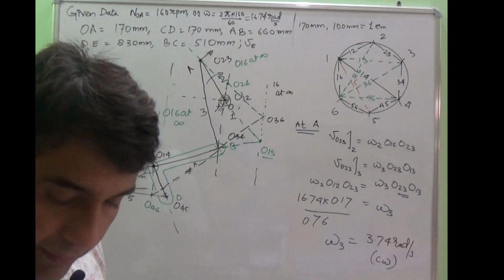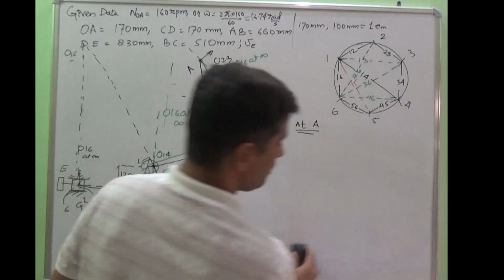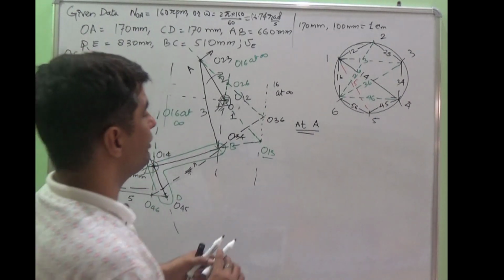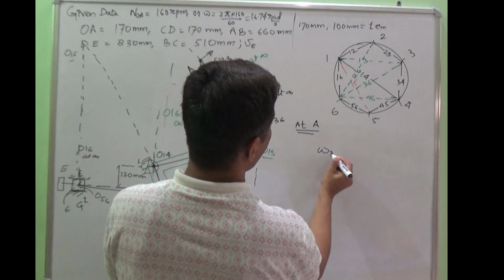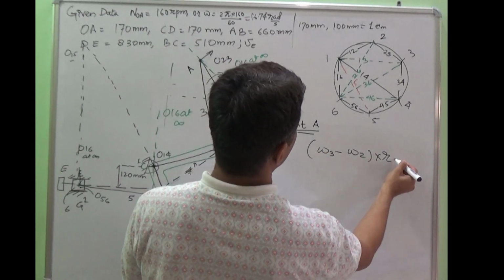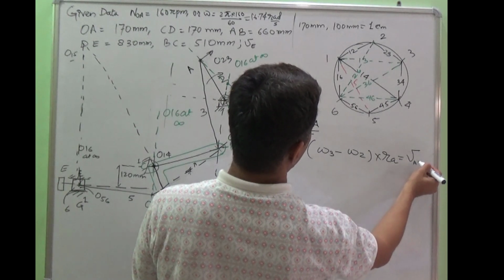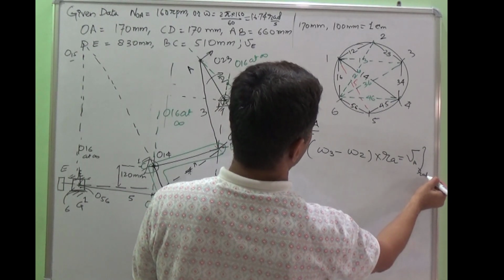So the sliding velocity, the rubbing velocity, can be estimated. The rubbing velocity at pin A would be omega 3 minus omega 2, since both are moving in the same direction, multiplied by RA. This is nothing but the rubbing velocity at pin A.